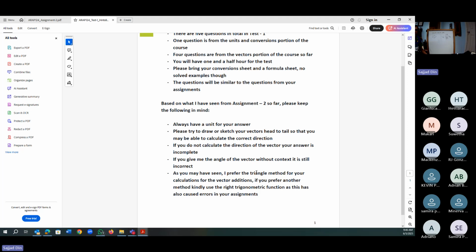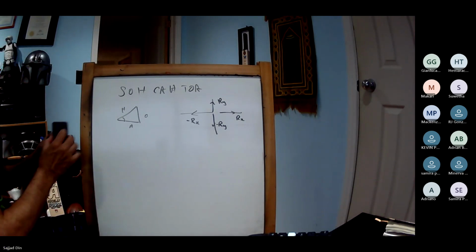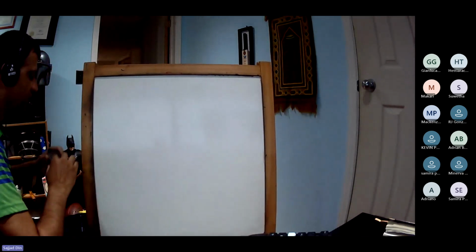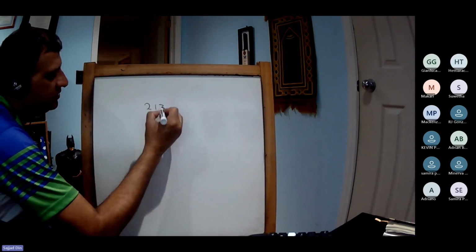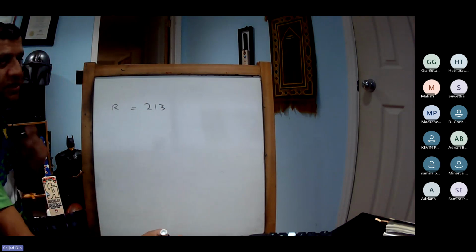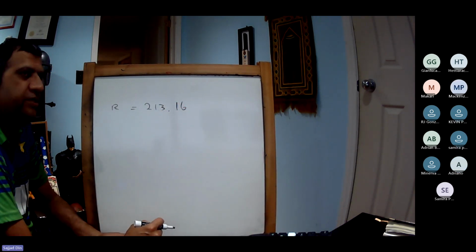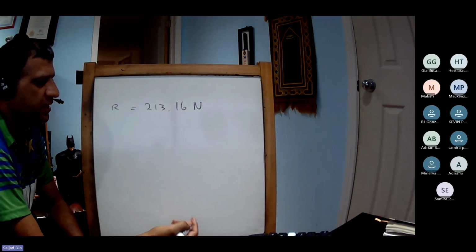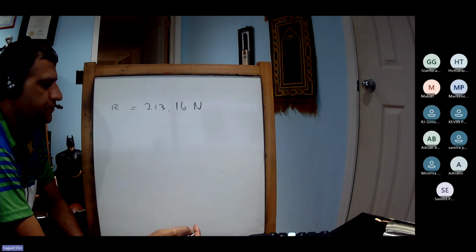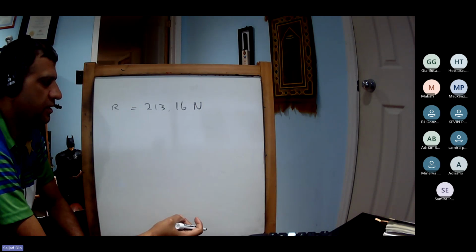Now, I do prefer the triangle method, but if you don't like that method, it's okay. You can use whatever method you want. What do I mean by always having the direction or always having the units? I've seen a few of you do a really good job and end up with an answer that the resultant is 213.16. You lose a point because you didn't put units, and you also lose a point if you don't have direction, because that doesn't give me a complete answer.